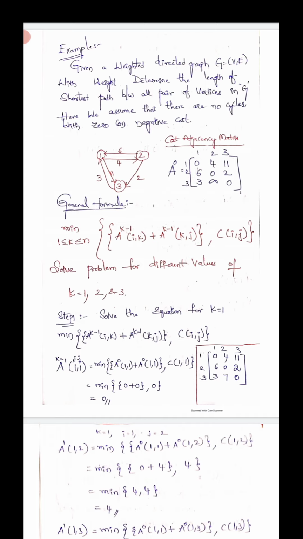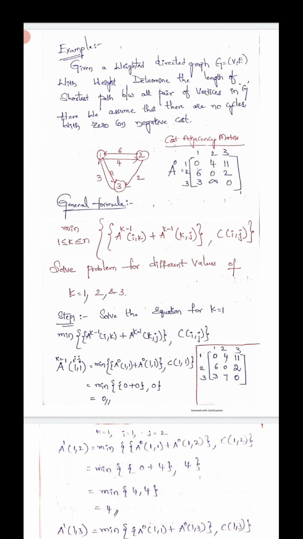11. Next we have to look at the second row, first column. 2 to 1 will be 6, 2 to 2 is 0, 2 to 3 how much? 2 to 3 is 2. And now we have to look at 3 to 1, how much? 3. 3 to 2, how much? There is no direction, that's why we will keep infinity. And coming to 3 to 3, is there a direction? No, that's why we will keep 0.